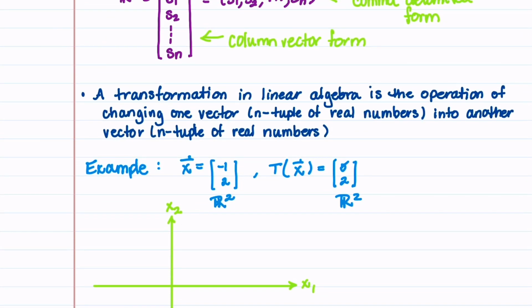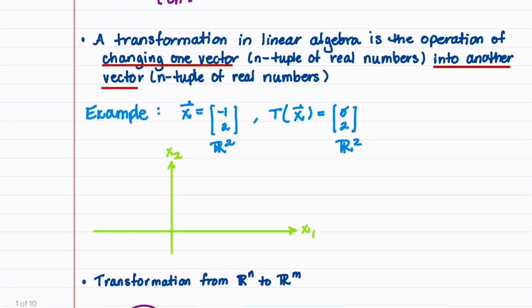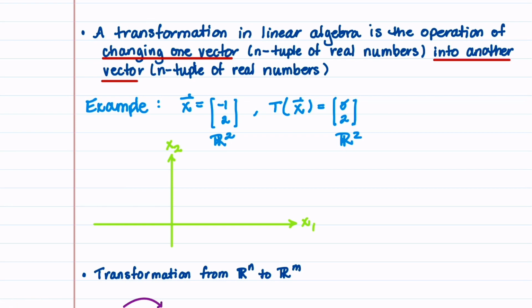A transformation in linear algebra is the operation of changing one vector into another vector. And a vector is just an n tuple of real numbers. Let's look at an example of this. In this example, x is transformed into T of x. Let's draw x and T of x.